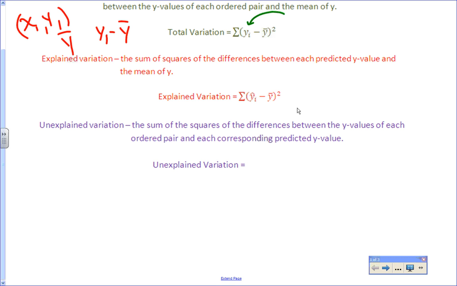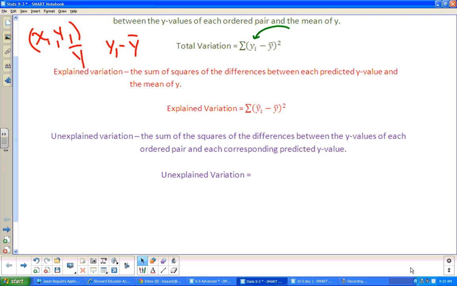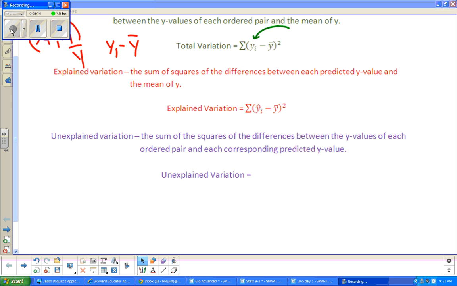And why don't you take a second and read unexplained variation, and then maybe underneath or off to the side, try and write the little equation yourself. What would that look like in symbolic notation? So just take a second and try it. All right.